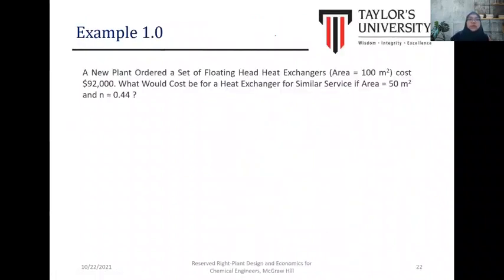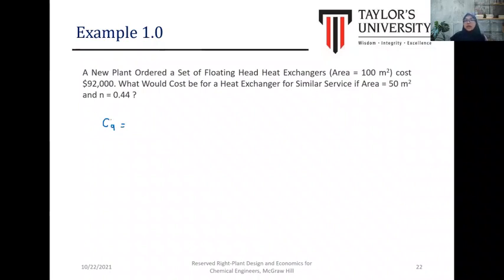Let's take a look at the example. A new plant ordered a set of floating heat exchangers. The area is 100 m², costing 92,000 USD. What would the cost be for a heat exchanger for similar service if the area is 50 m² and the cost exponent is 0.44?